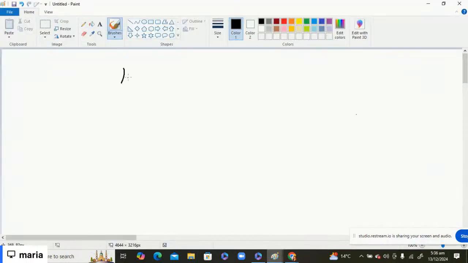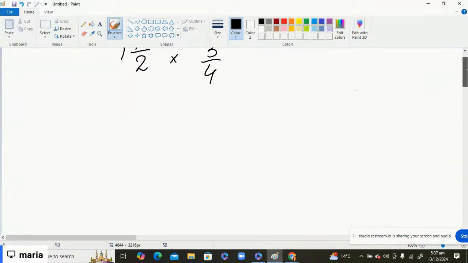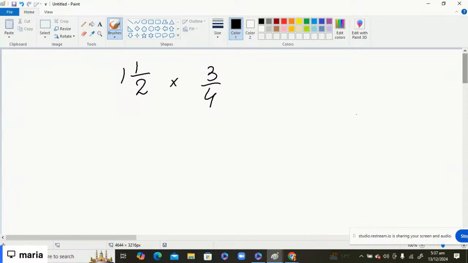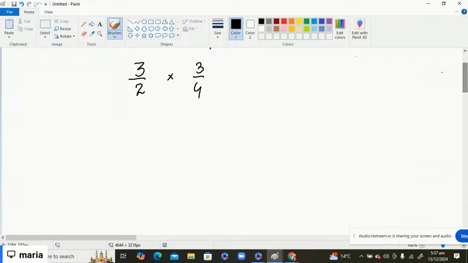1 into 1 by 2 times 3 by 4. So first of all, it's 1 into 1 by 2. So how can we convert 1 into 1 by 2 as a simple fraction? We multiply 2 with the 1 and then add the top number. Okay. So 2 times 1 is 2 plus 1 is 3. So here it's 3 by 2 times 3 by 4. So multiply the top numbers with each other, bottom numbers with each other. 3 times 3 is 9, 4 times 2 is 8.